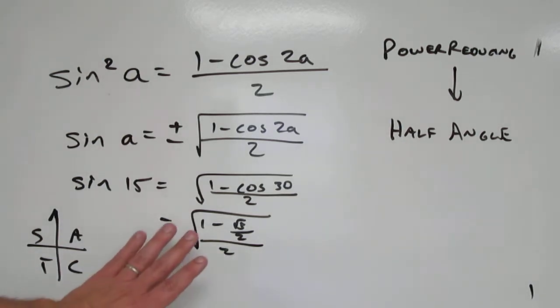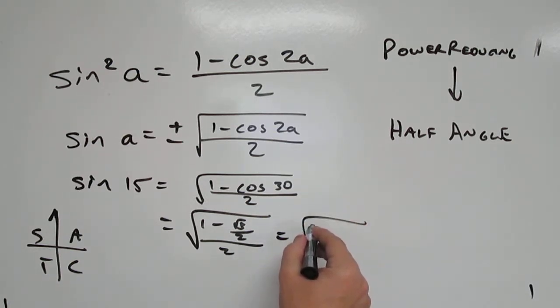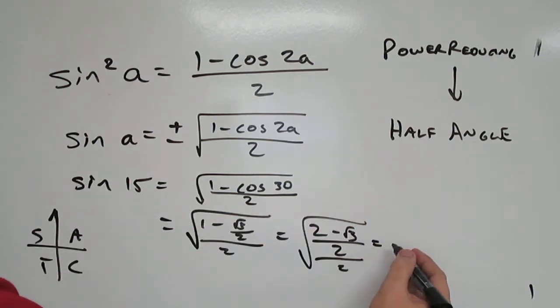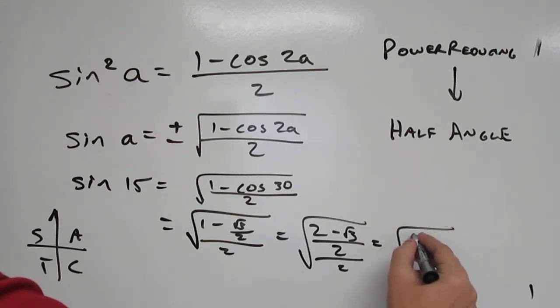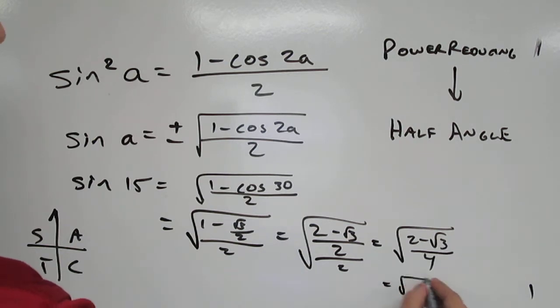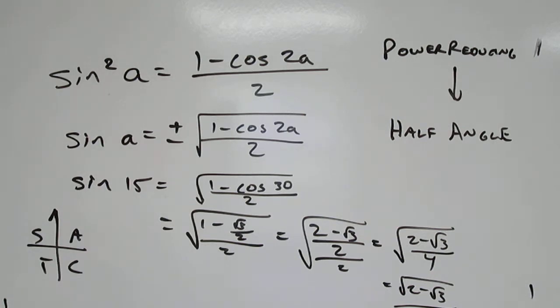And so if I were to simplify that, that looks really ugly right now. I could say that, let me get a common denominator here. So I would have 2 over 2 minus the square root of 3, all divided by 2. And when I flip and multiply, that's the same thing as square root of 2 minus root 3 all over 4. I can simplify the square root of 4 to be 2, so I get the square root of 2 minus the square root of 3 all over 2. Now that may seem uglier to you.